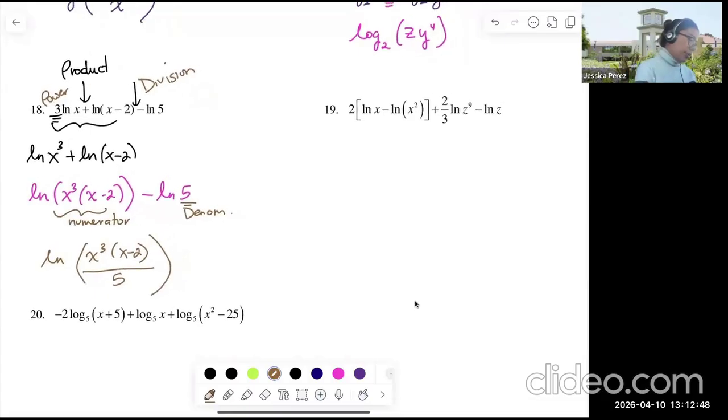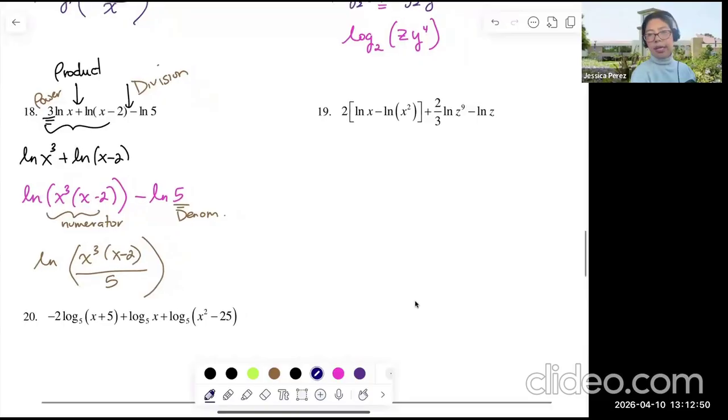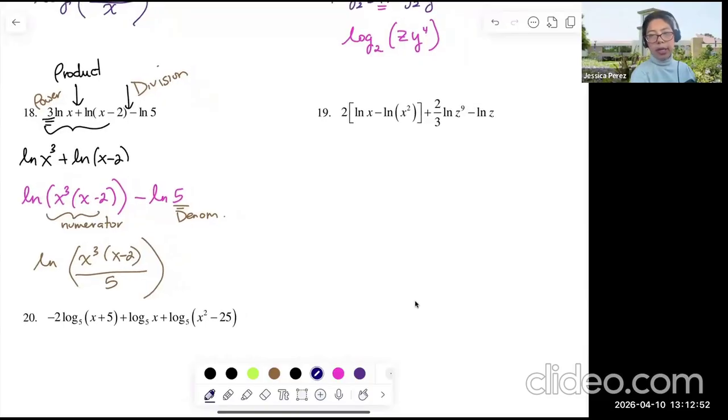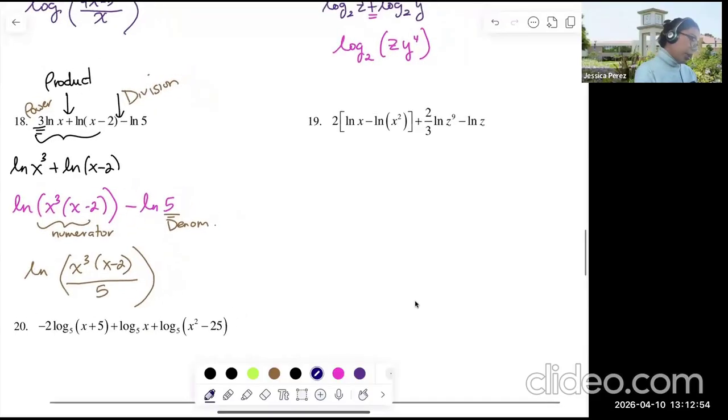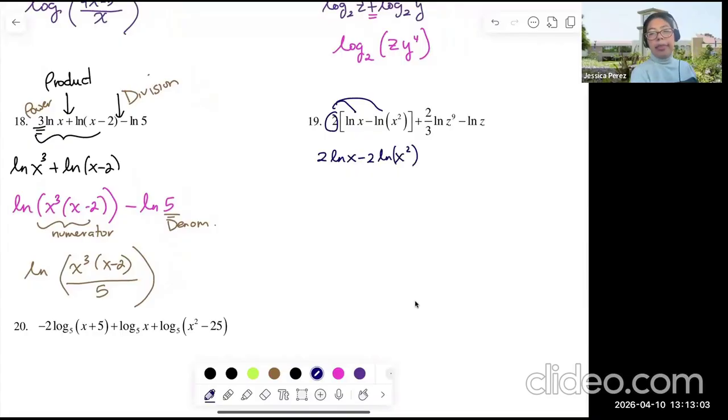Alrighty, so number 19, it's kind of distributed out a little bit. So then this too applies to both logarithms. So I'm going to do 2 ln of x minus 2 ln of x squared, and then I'm going to do plus this 2/3 ln of z to the ninth minus ln of z. Remember this 2/3 and these are powers.